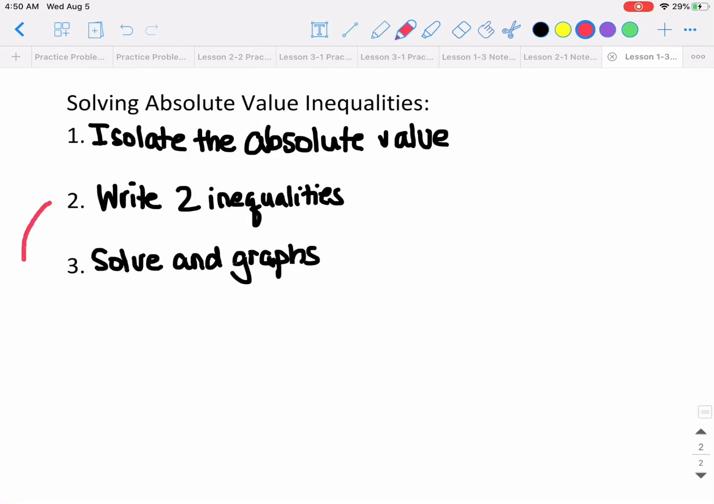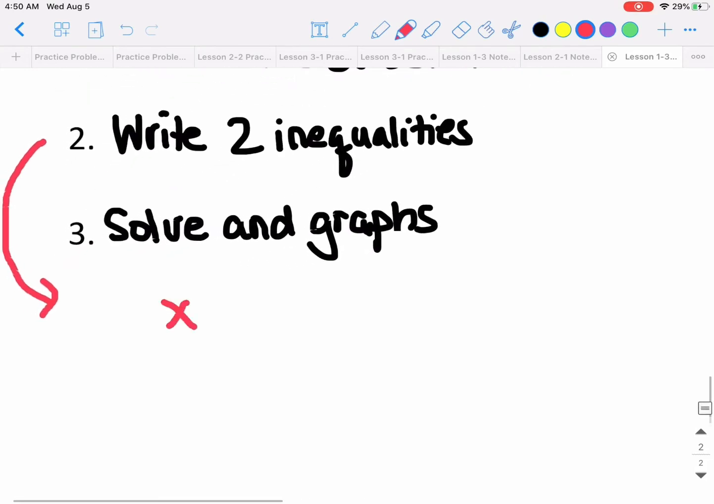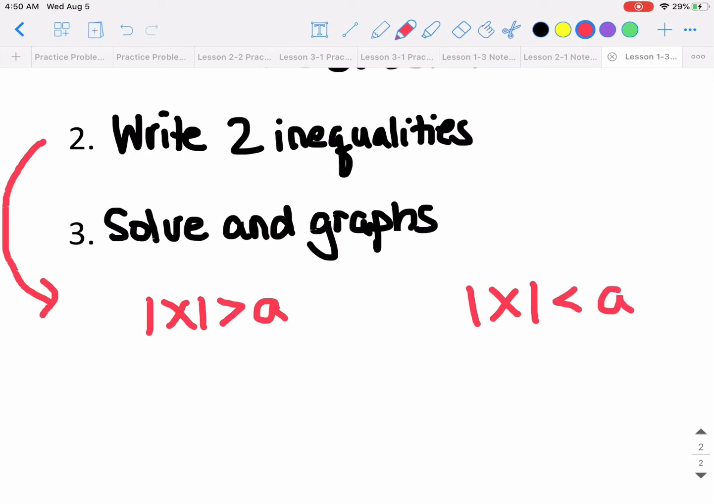I'm just going to talk in a little bit more detail about the second step, writing those two inequalities. There are two cases that we'll see with absolute value inequalities. We might see that the absolute value of something is greater than a number. The other case that we'll see is the absolute value is less than some number.